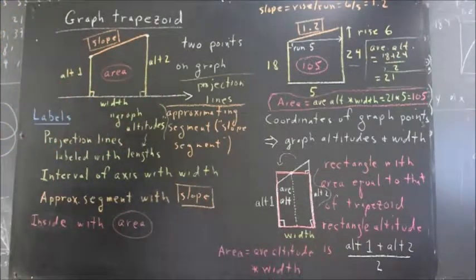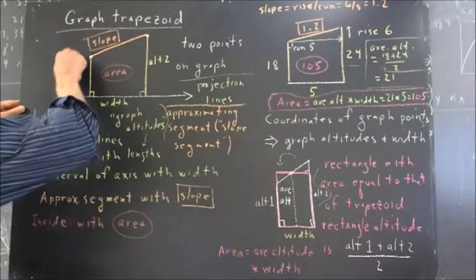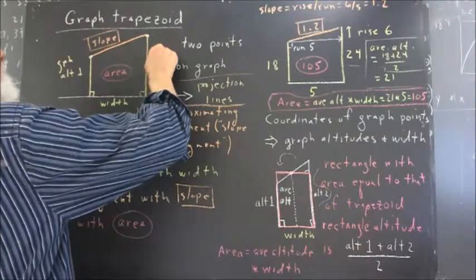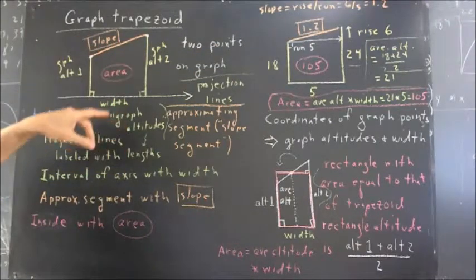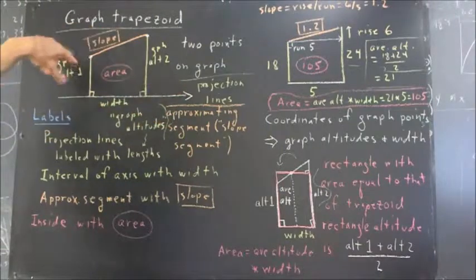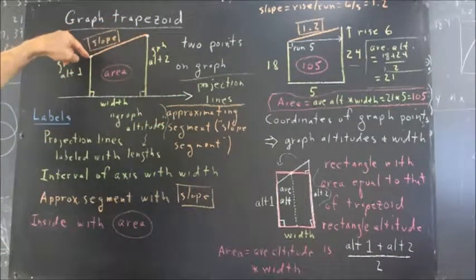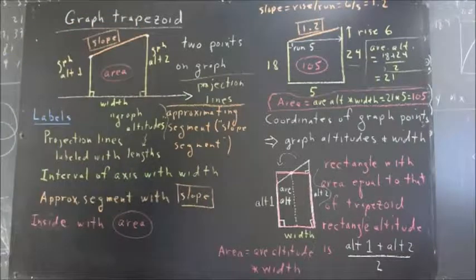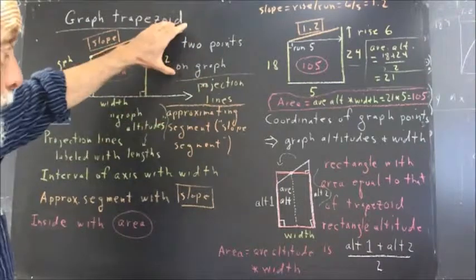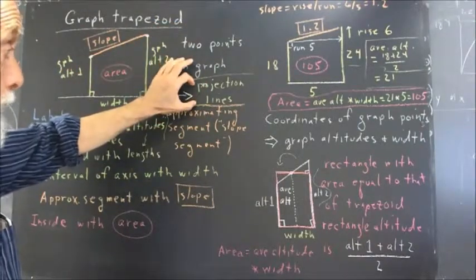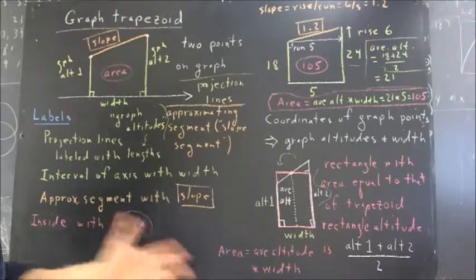I didn't put the graph adjective in there, but I'll abbreviate it in the longer version. And then we do the approximating segment, the line segment from one point to the next. We call that the approximating segment, the slope segment. So we start with 2 points in the graph, do our projection lines to the axis, and sketch our approximating segment. And there we have a trapezoid.